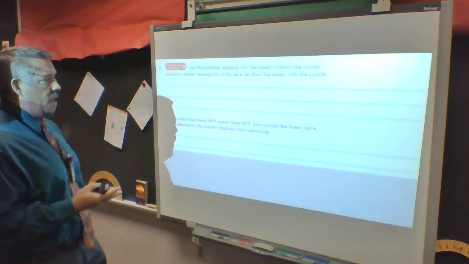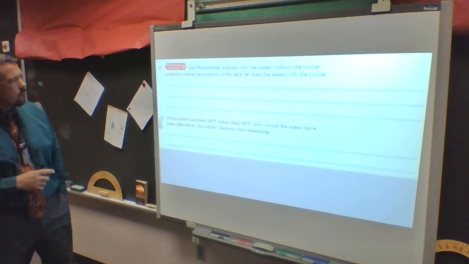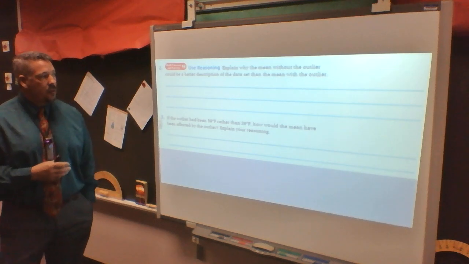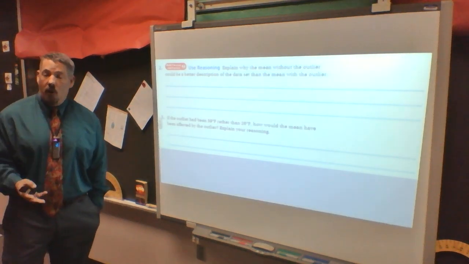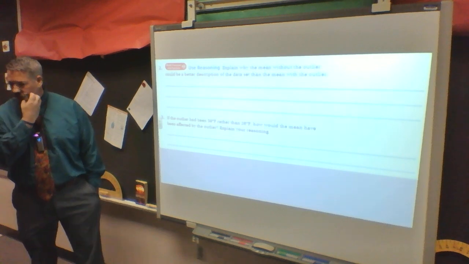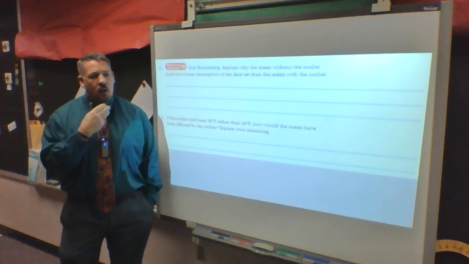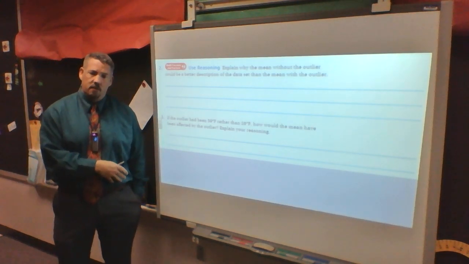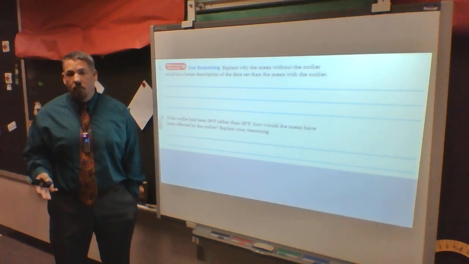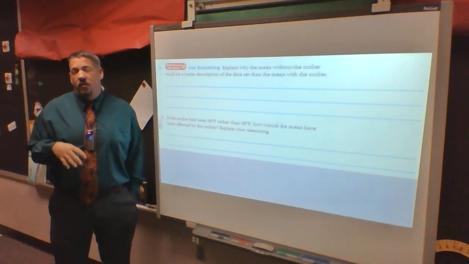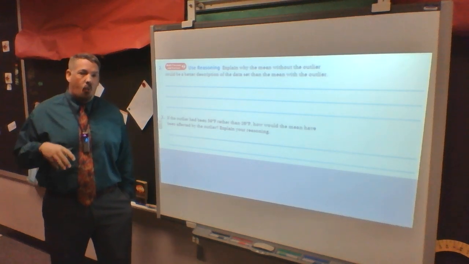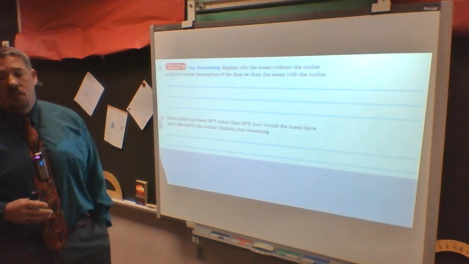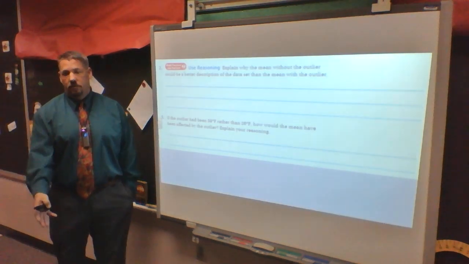Going on then. Thinking about and working through it. Explain why the mean without the outlier could be a better description of the data set than the mean with the outlier. So, let's say in science, your average scores on your tests would come out to a 96%. However, on one of them, you totally forgot to study. You thought that you learned enough by listening to me or watching the videos or doing the assignments. You really didn't need to study. You did use a study guide, and then you sat down and you got a 47.